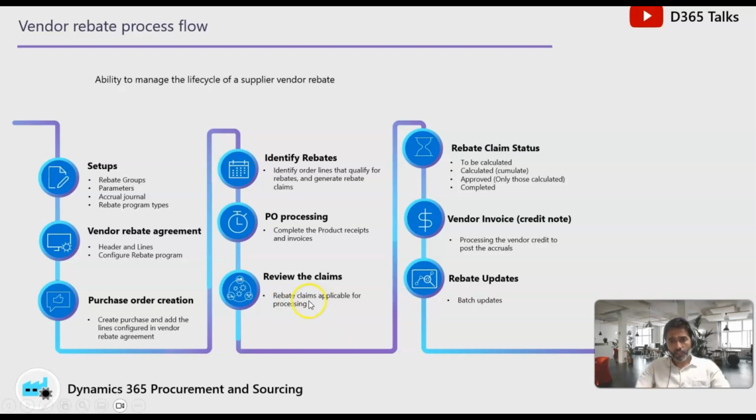So, and then we will also see what are the various statuses in the rebate claim once it gets generated. How do we process it? And once we process it, we will also quickly see how the vendor credit memo gets generated in Dynamics 365.